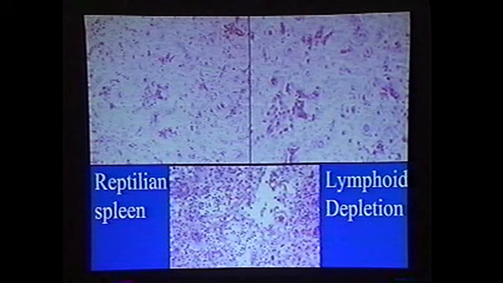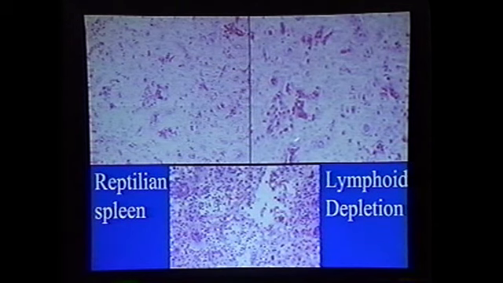The reptile spleen also has a stress response, characterized by lymphoid depletion. In this case, severe lymphoid depletion. In this case, moderate lymphoid depletion, and in this case, mild lymphoid depletion.